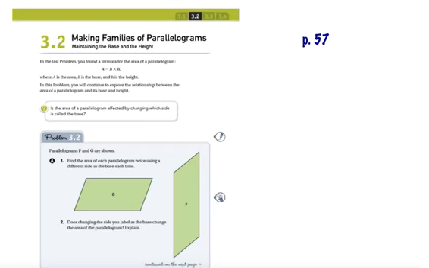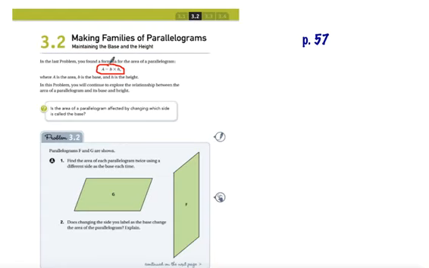Sixth graders, today we're going to do 3.2, making families of parallelograms, maintaining the base and the height. In the last problem, we found the formula in 3.1 for how to find the area of a parallelogram. Here it is again as a refresher for you: area equals base times height. So A equals B times H.